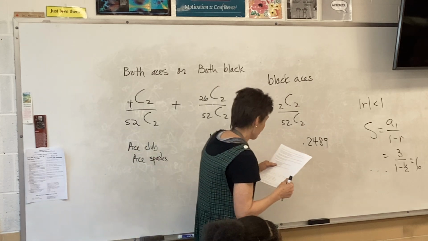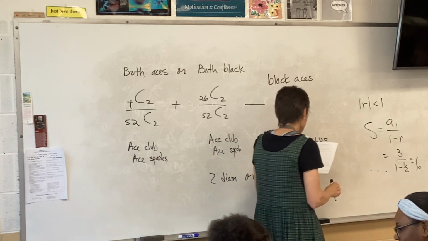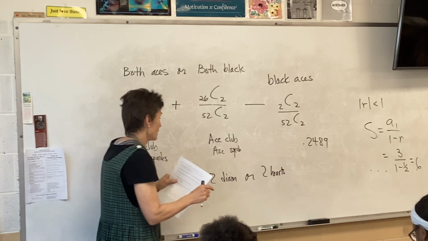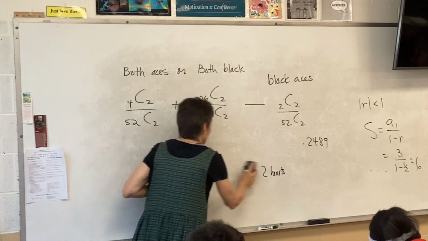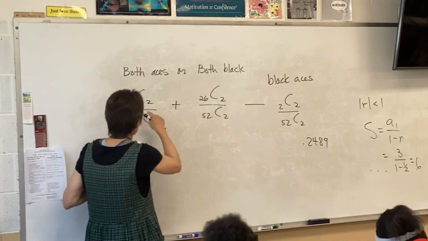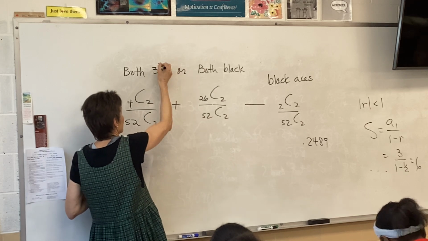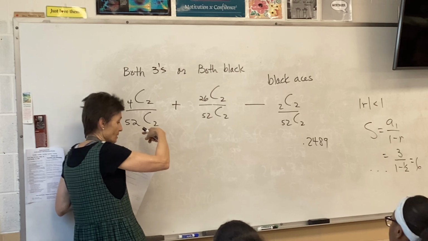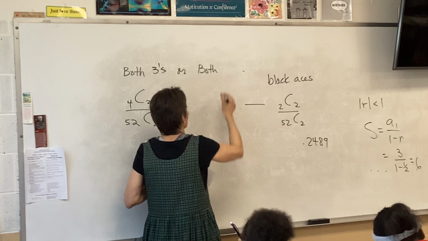All right, B. Find the probability of both threes or both face cards. Okay, both threes. Won't both threes look like this? What will both face cards look like?